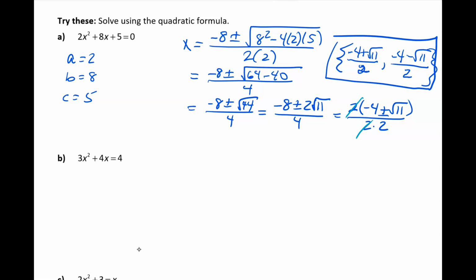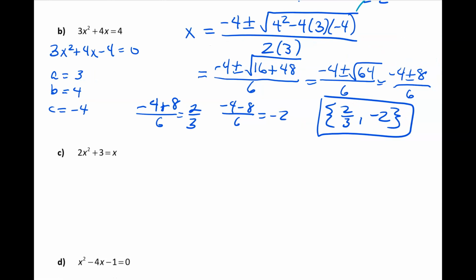All right, now try B. This one produced rational solutions, 2/3 and negative 2. That's kind of an indication maybe we could have factored that one. Might have been a little bit easier in terms of the arithmetic and simplification involved. All right, now try C.